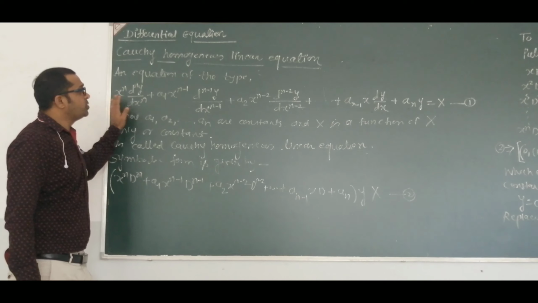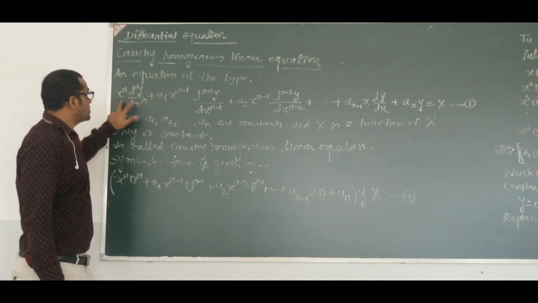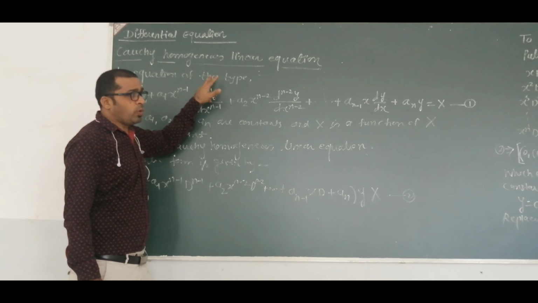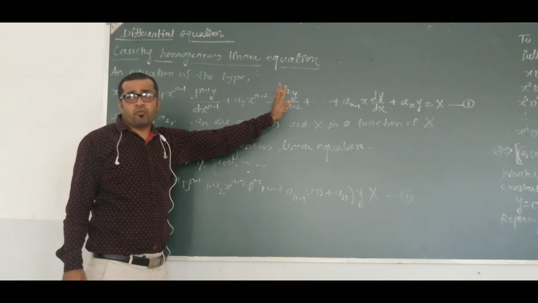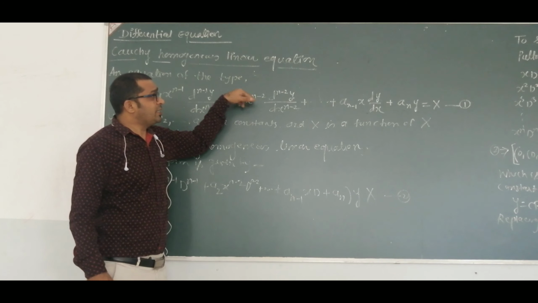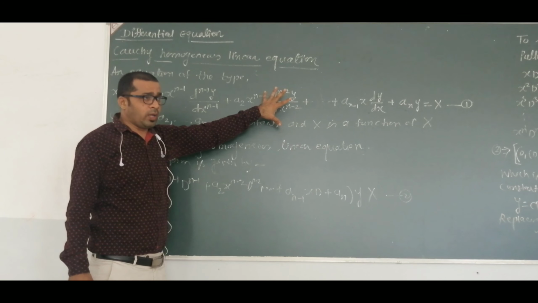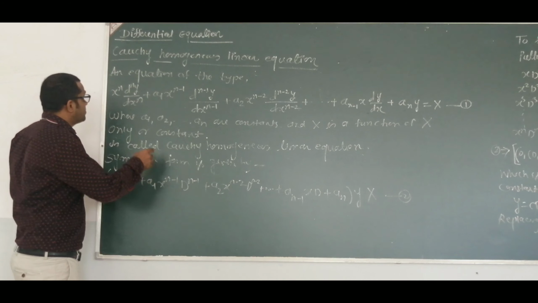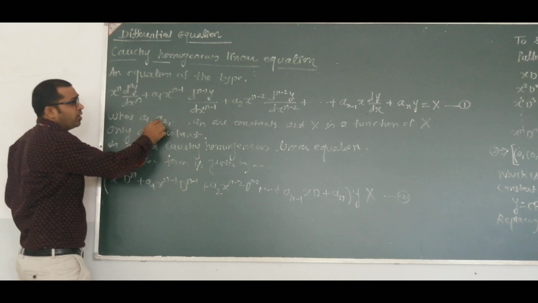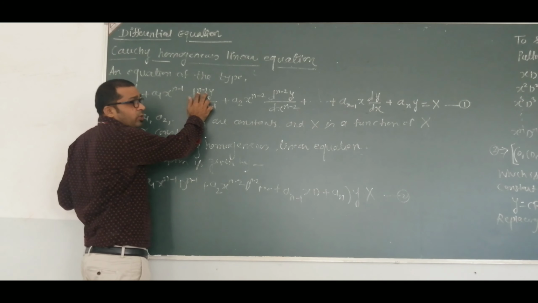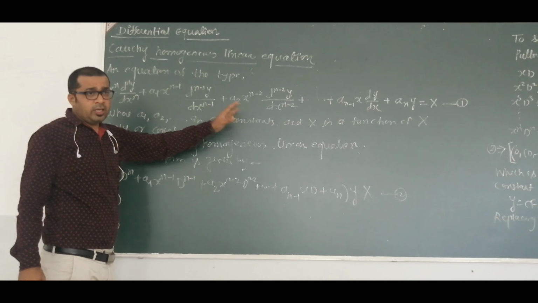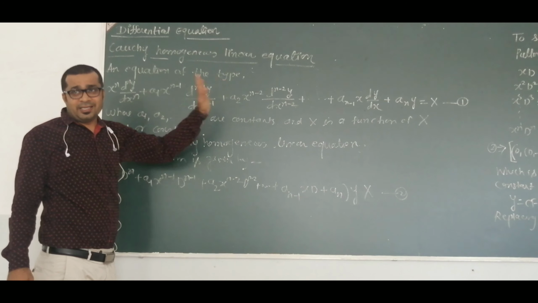Now why is it homogeneous? Because the degree for this one, what is it? 1. Degree for this, what is it? 1. So the degree for each differential coefficient is 1. And it is also linear. Linear means the degree is 1. Okay. And homogeneous means this has the power n, this has the power n, same power, this has the power n minus 1, this has the order n minus 1. So therefore it is called homogeneous. Okay, so it is a Cauchy Homogeneous Linear Equation.